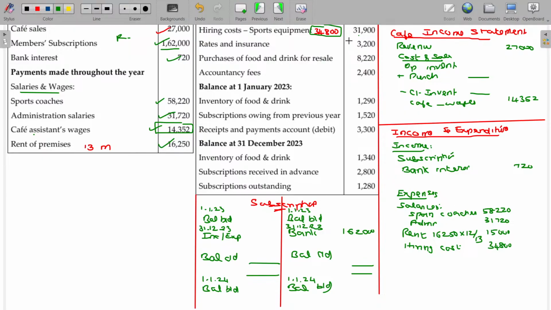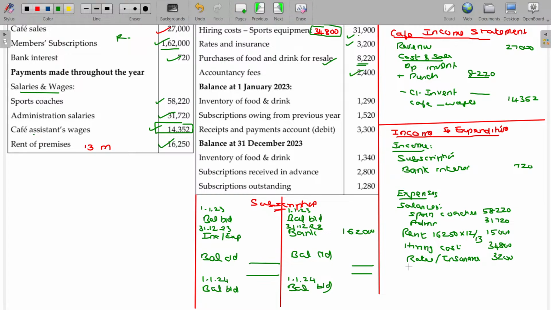Rates and insurance, 3,200. Also be expenses, rates and insurance. I hope we don't have any adjustment for this. If we have, then we can adjust that later on. So here the value being 3,200. Purchase of food and drink for resale. Okay, cafe related purchases, 8,220. Purchases given here.